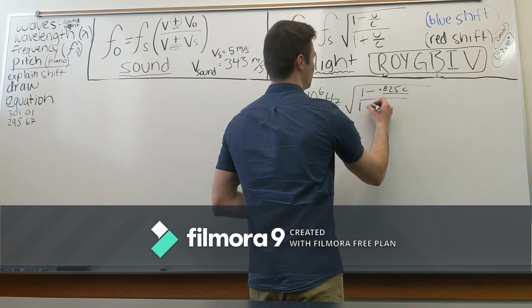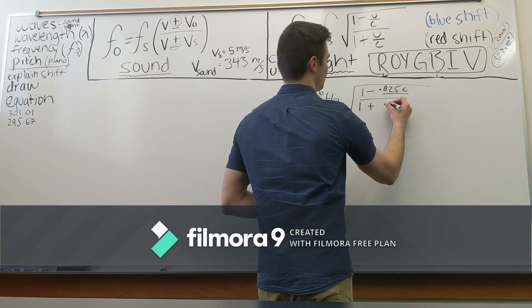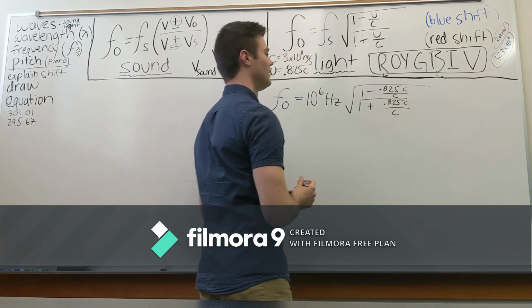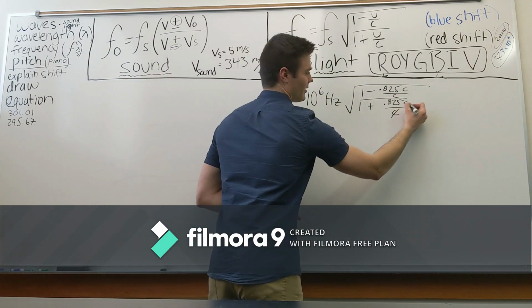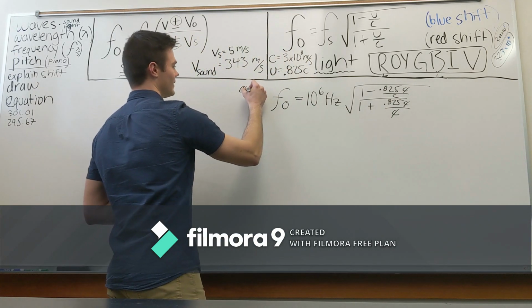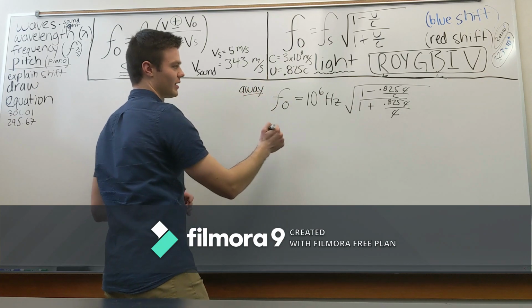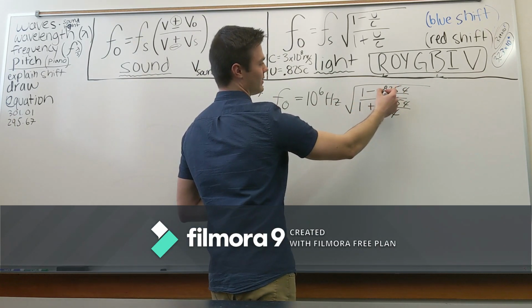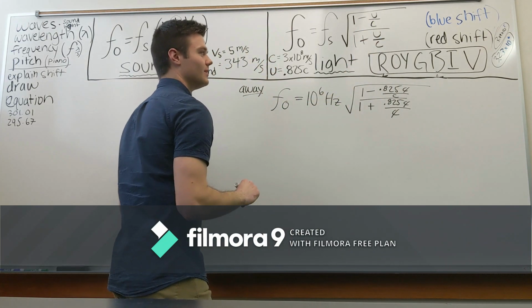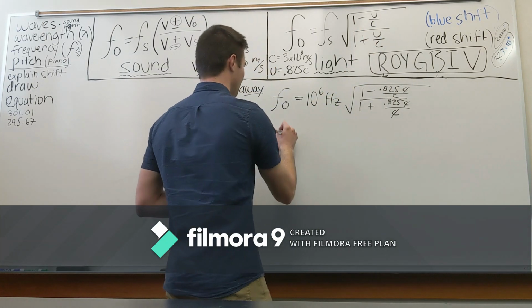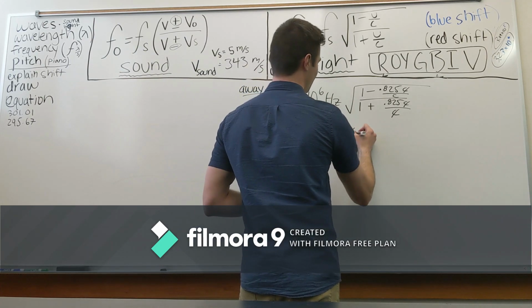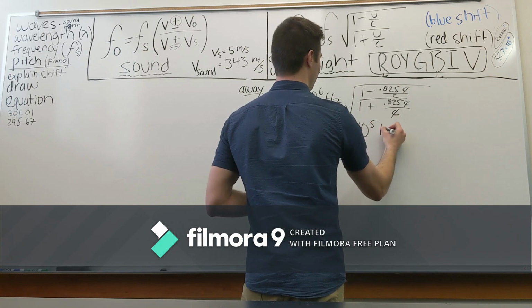And 1 plus 0.825c divided by c. If you'll notice, our c's cancel out. And this is when we're talking about the galaxy moving away, because our U value here is positive. It fits right into this equation perfectly. And so we come up with the frequency of the light that hits the Earth is 3.09 times 10 to the 5th hertz.